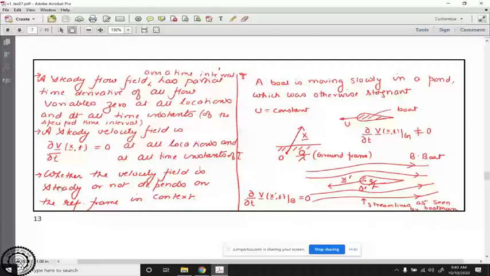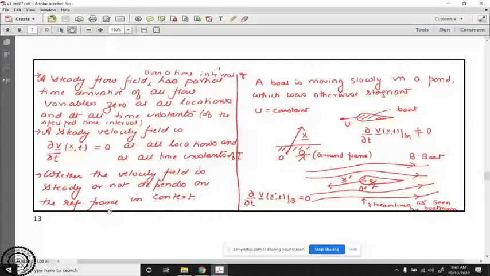Now see, the interesting thing here is that whether the velocity field is steady or not actually depends on the reference frame in context. This may be a little surprising or less intuitive for some of you. If you have two reference frames and two observers looking at the same velocity field, it may happen that for one observer the velocity field is steady and for the other it is unsteady. So when you talk about a steady velocity field, be very clear with respect to which reference frame. I have put a simple example here.